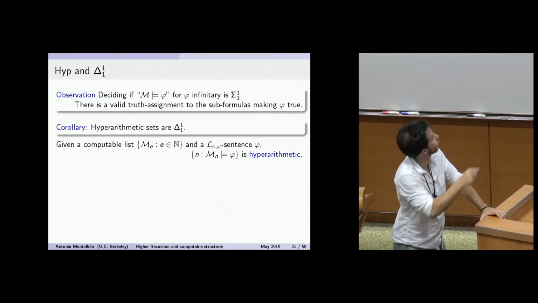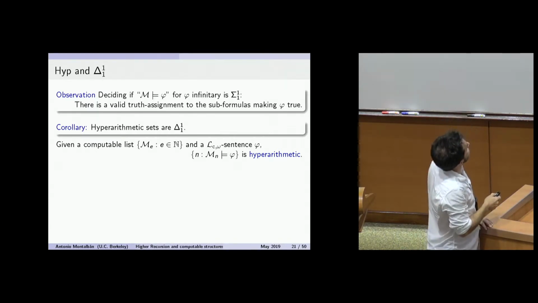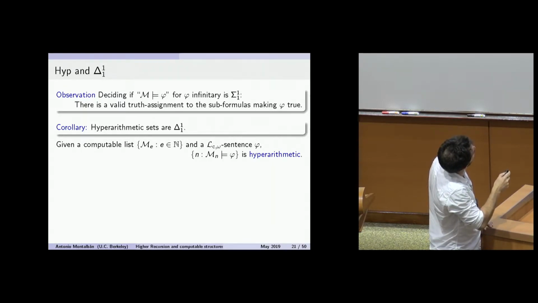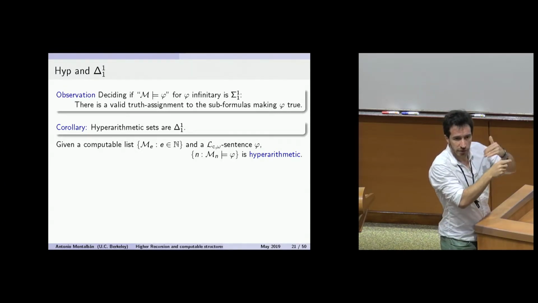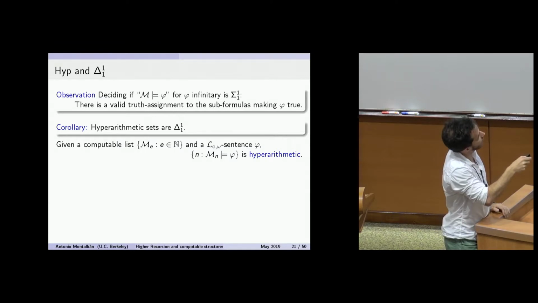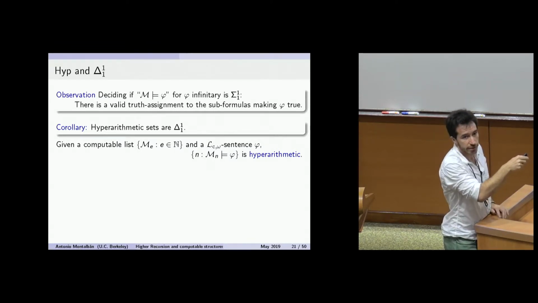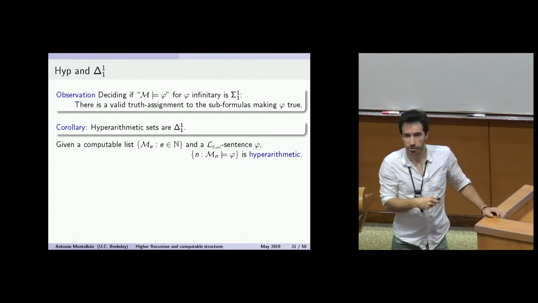Also, I guess this follows from... no, this is a different thing. If you're given a computable list of computable structures, a list of structures M sub e, and you have one computable infinitary sentence, then deciding for which structures this sentence is true is hyperarithmetic.